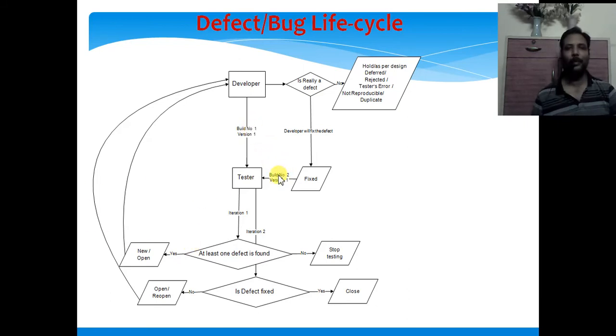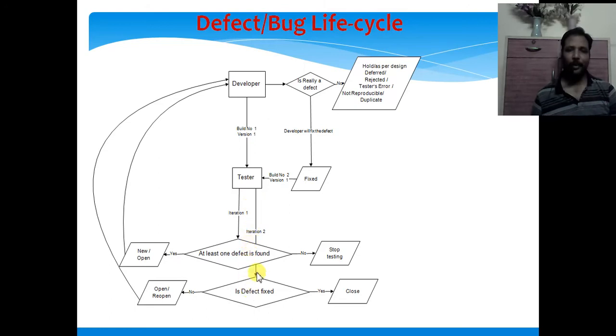Okay, then the build number will be build 2. Initially it was build 1. This is the new build, with the modifications done in the code. So this build number is 2. Version number will be 1 only because the requirements have not changed. Okay, only defect fixing is done. So build 2 will be given to the tester.